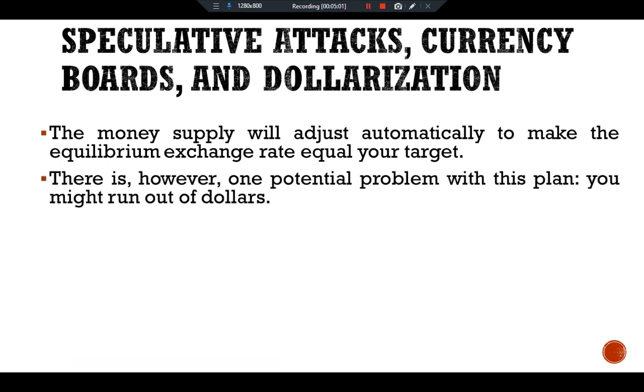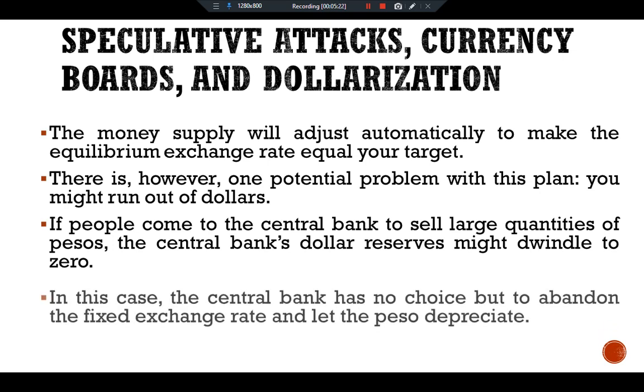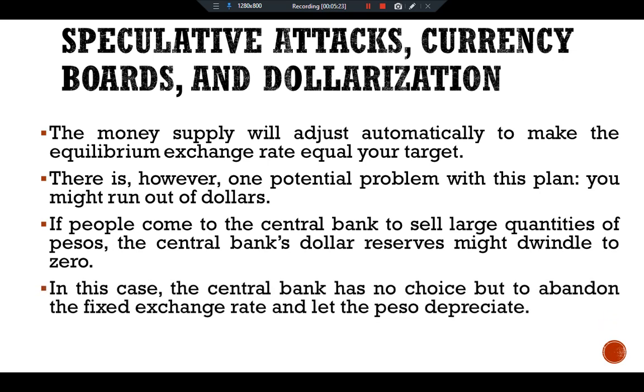There is, however, one potential problem with this plan. You might run out of dollars. If people come to the central bank to sell large quantities of pesos, the central bank's dollar reserve might dwindle to zero. In this case, the central bank has no choice but to abandon the fixed exchange rate and let the peso depreciate.